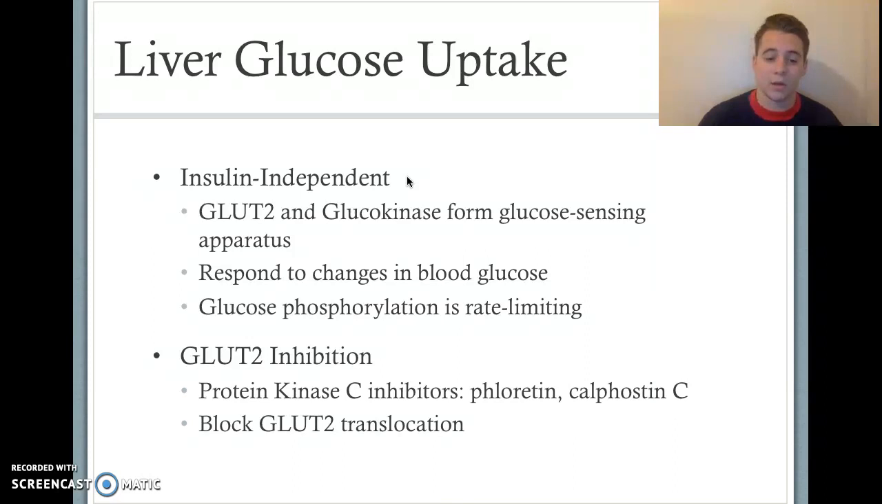To regulate glucose transporter 2, protein kinase C inhibitors like fisetin and calphostin C will decrease liver glucose uptake because, similarly but a little bit different than glucose transporter 4, those protein kinase C inhibitors will block the translocation of glucose transporter 2 to the plasma membrane.